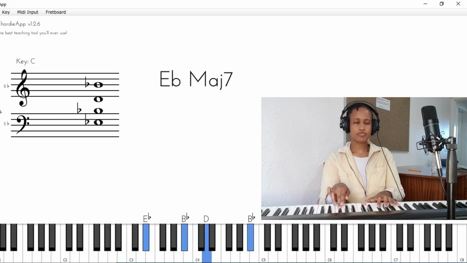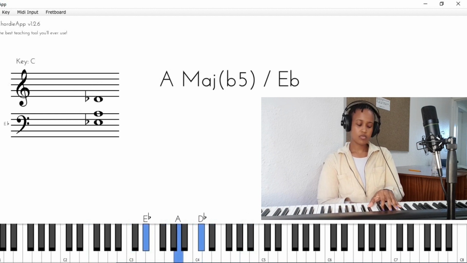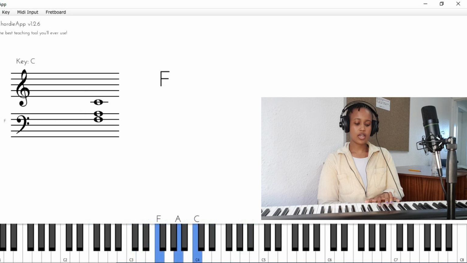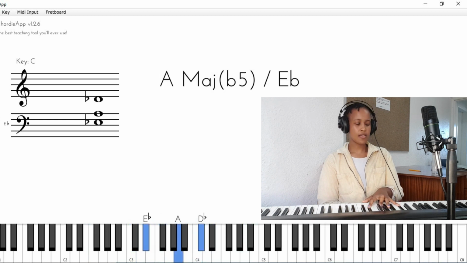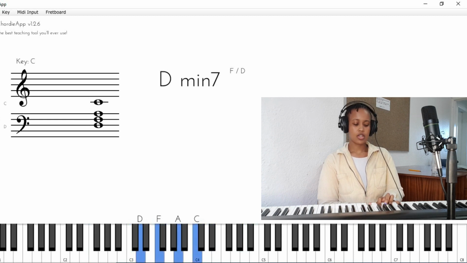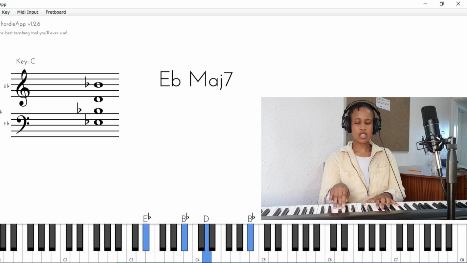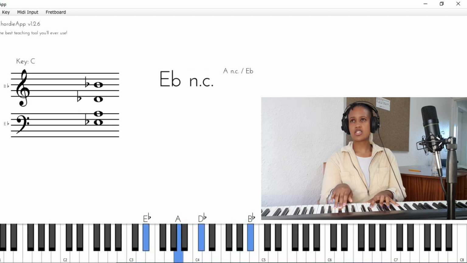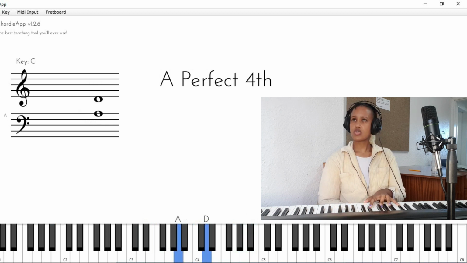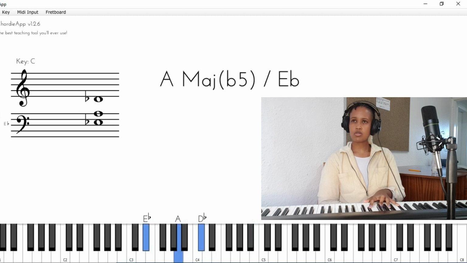If I go here again, doing a flat 13, and I go to B flat major 9. Same thing, same idea. I mean, the idea of letting your ear lead you. Flat 13 can work here.